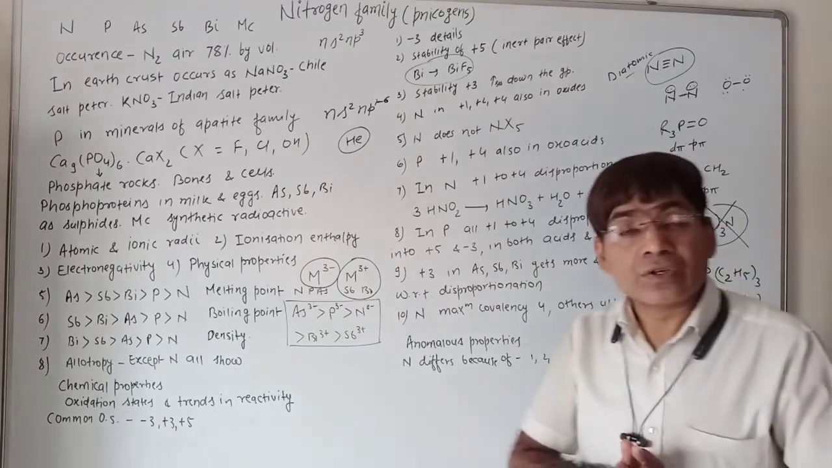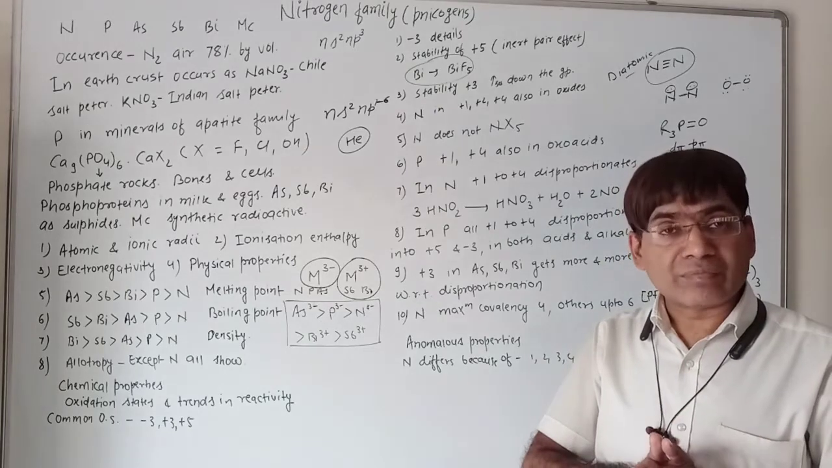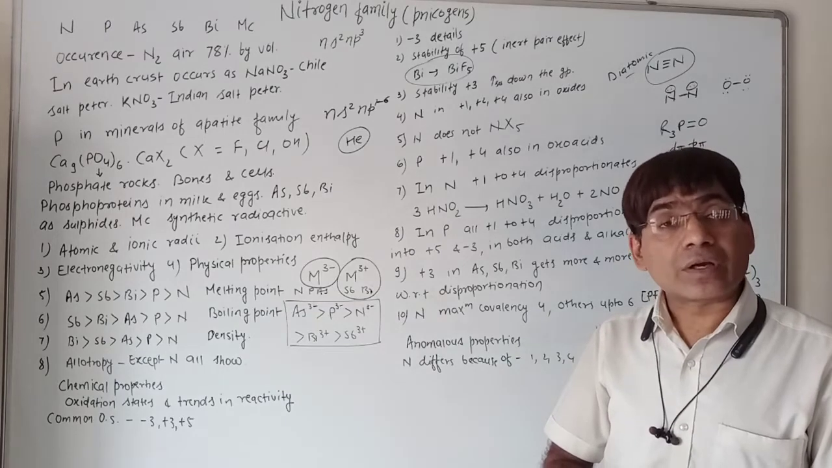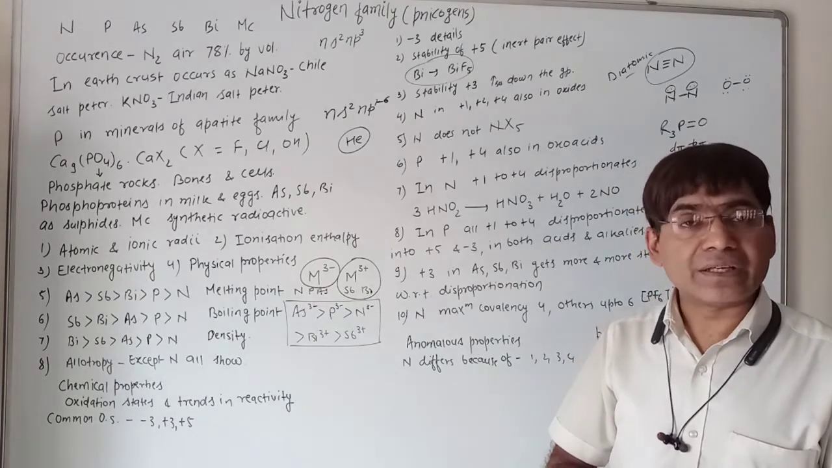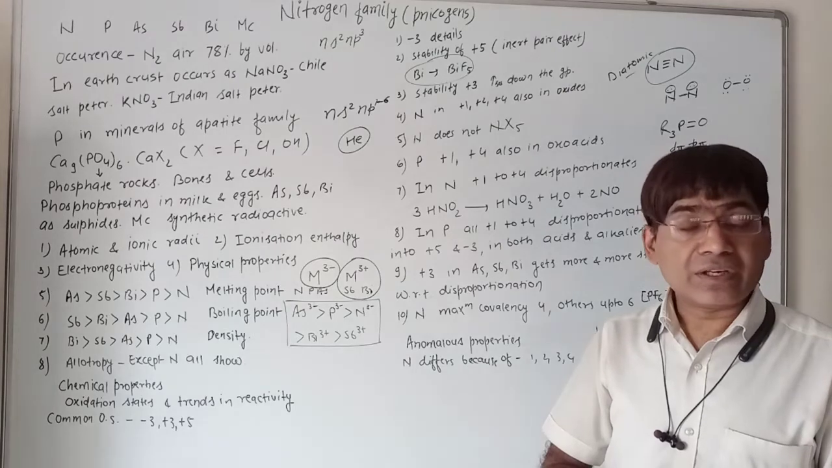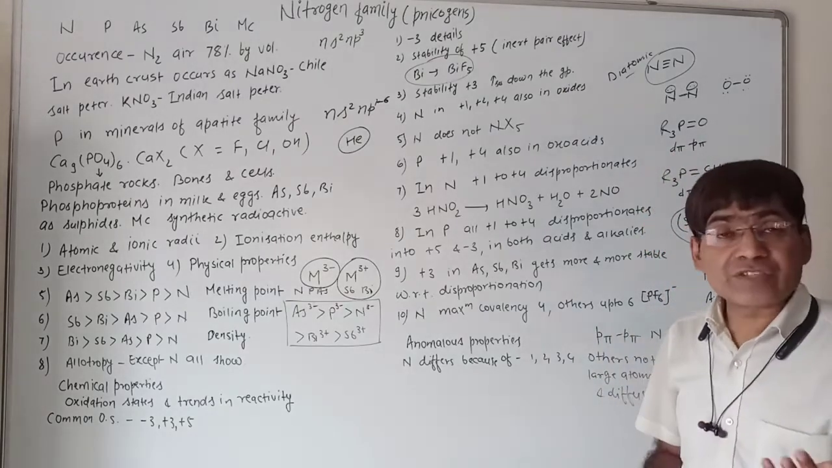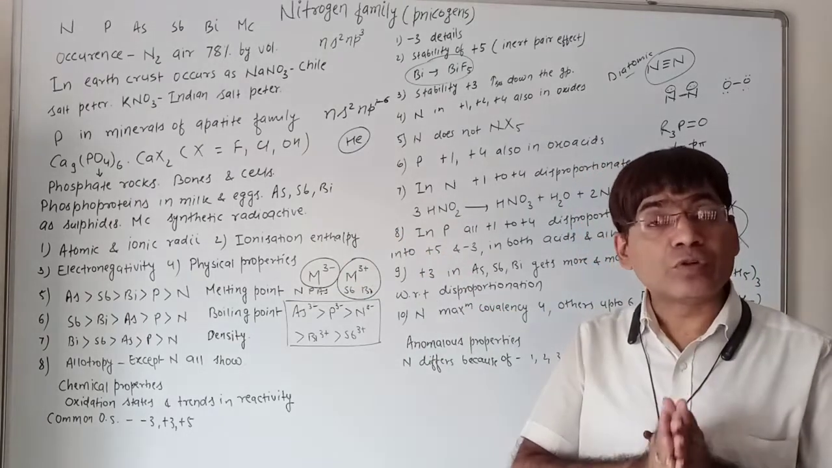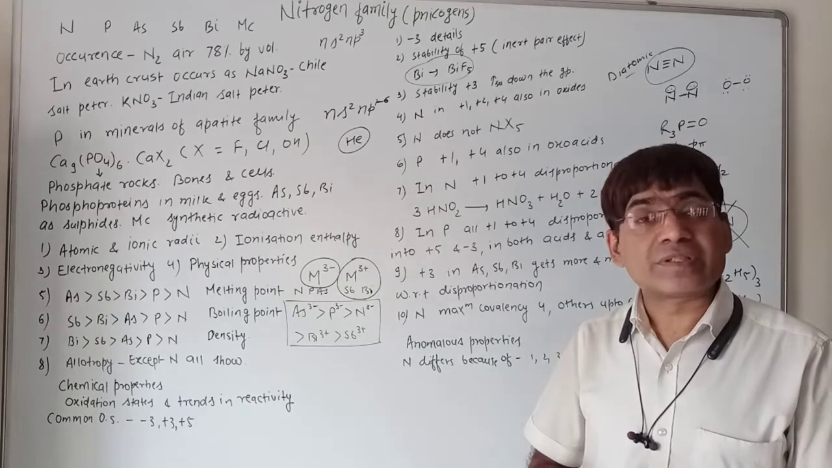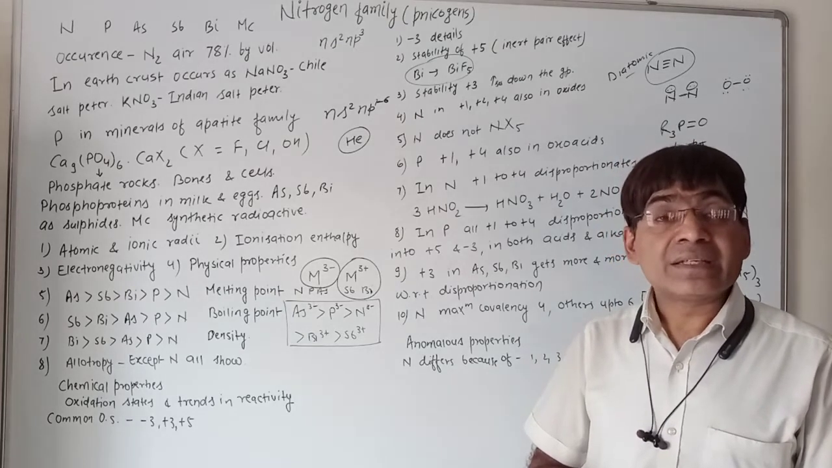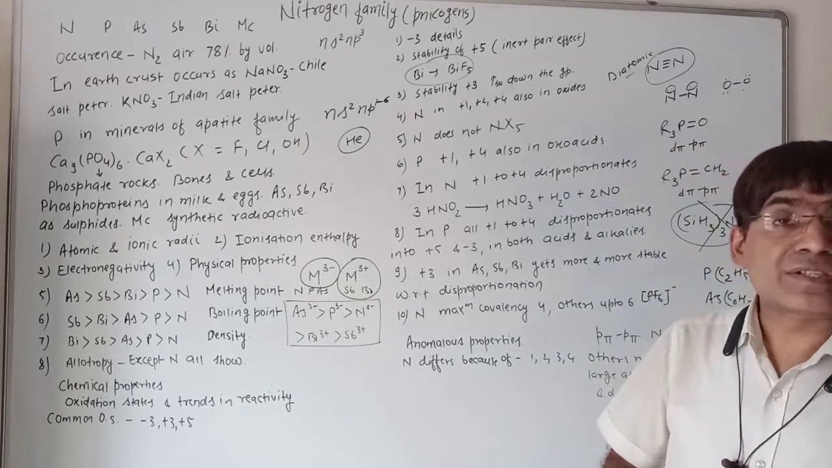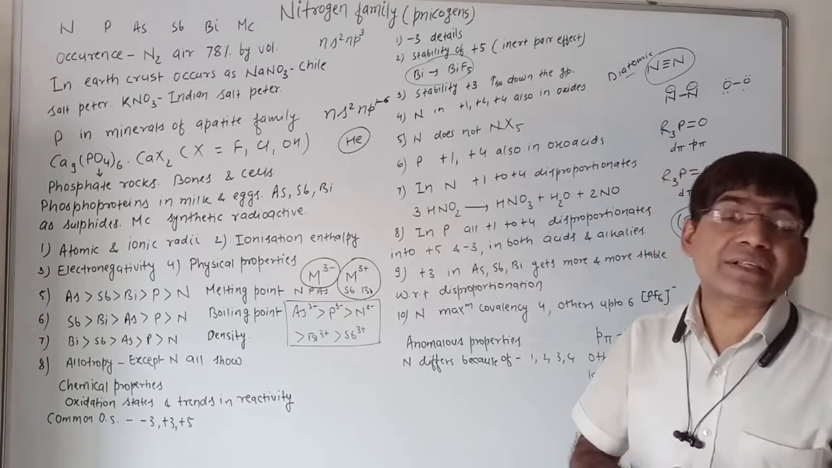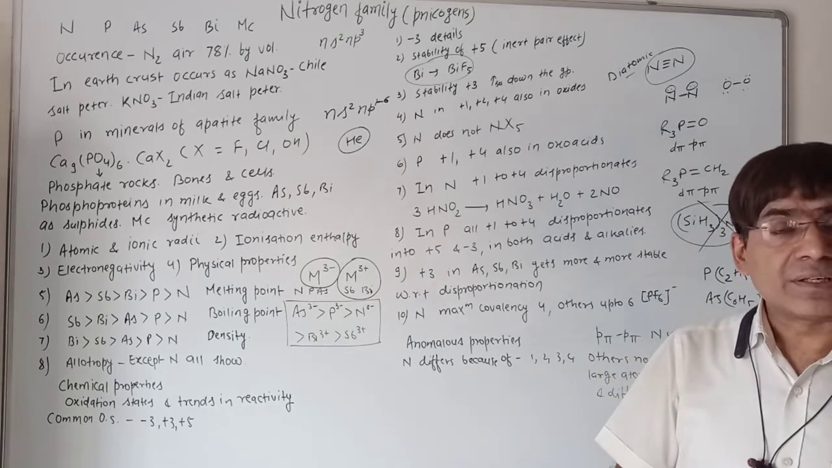Why does it decrease? With increasing atomic number, as we are moving down the group, the electronegative character decreases, or the electropositive character increases. We have seen this in the physical properties. As we are moving down the group, the electropositive character increases, and hence the tendency to exist in the positive oxidation state increases, while the tendency to exist in the negative oxidation state decreases.